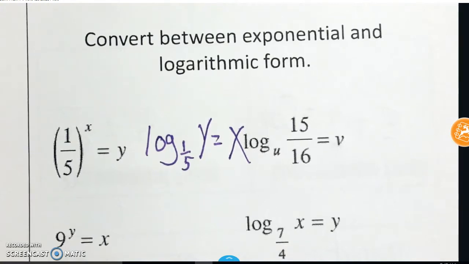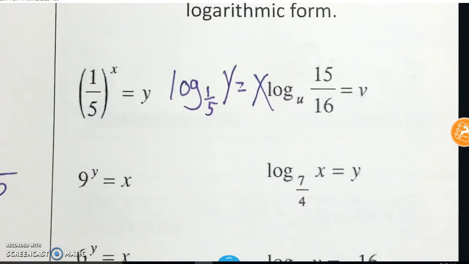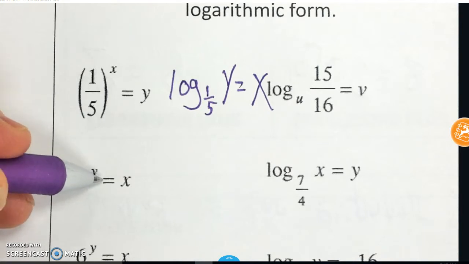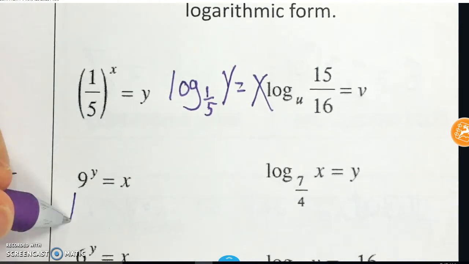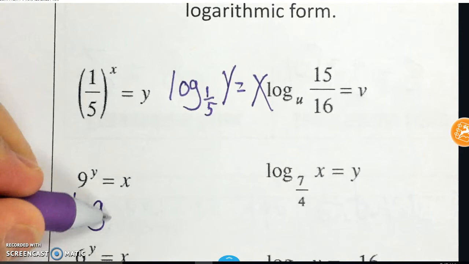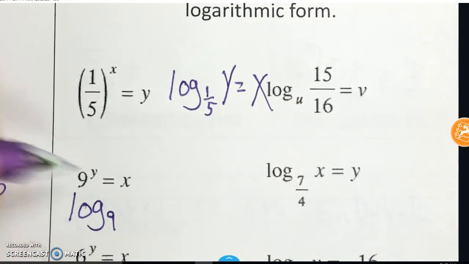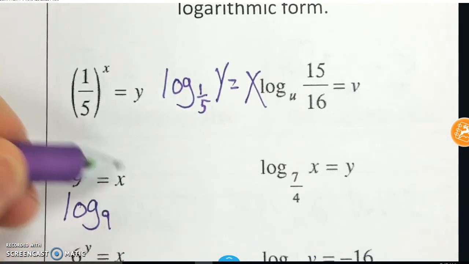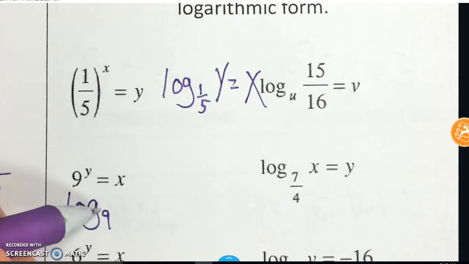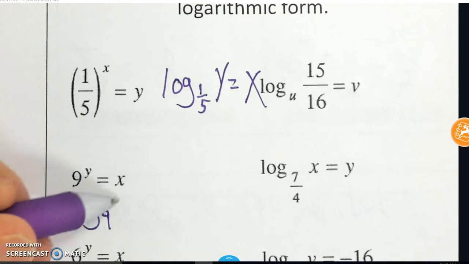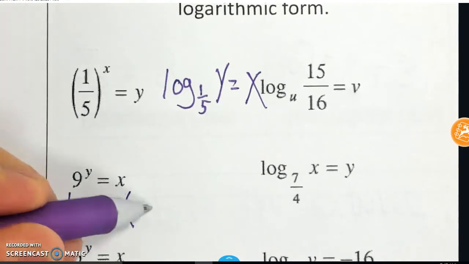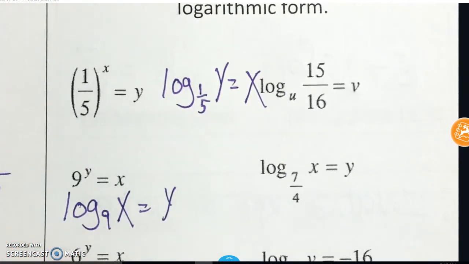Okay, so let's try 9 to the y equals x. So you're going to write log. The base stays the same. This is 9 being raised to the power of y. So when we change it to log form, log base 9 of x equals y.